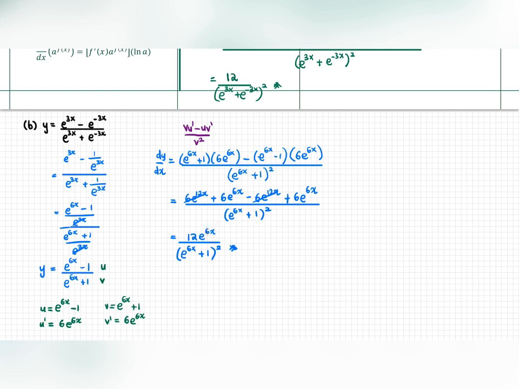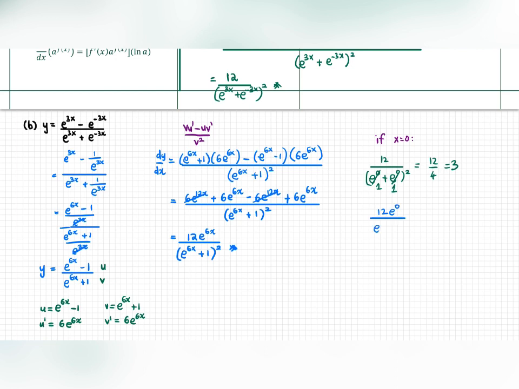So for example, let's say kalau kita gantikan dia dengan, okay, let's say if x is equals to 0, kita cuba gantikan. So untuk yang warna hijau ni, saya akan dapat 12 over e power of 0 plus e power of 0 squared. Okay, so e power of 0 adalah 1 tambah dengan 1. 1 tambah 1 dapat 2. 2 square adalah 4. So kita dapat 12 bahagi 4. Kita akan dapat 3.